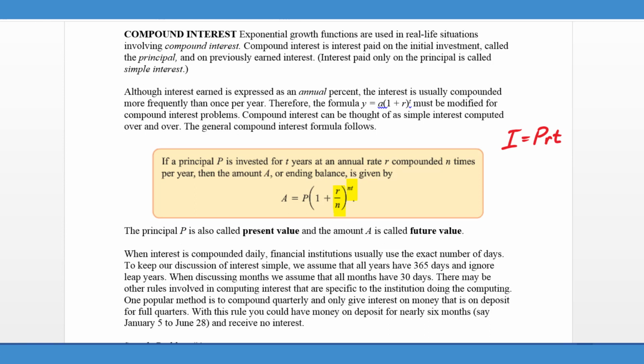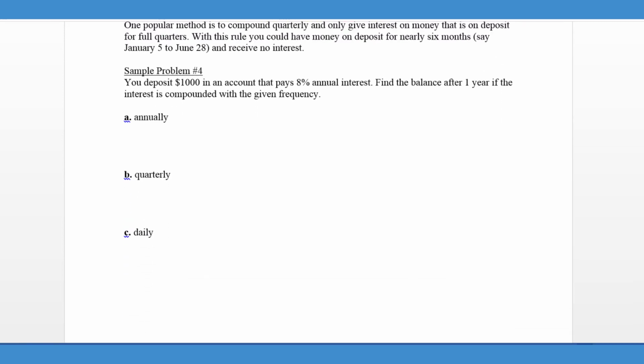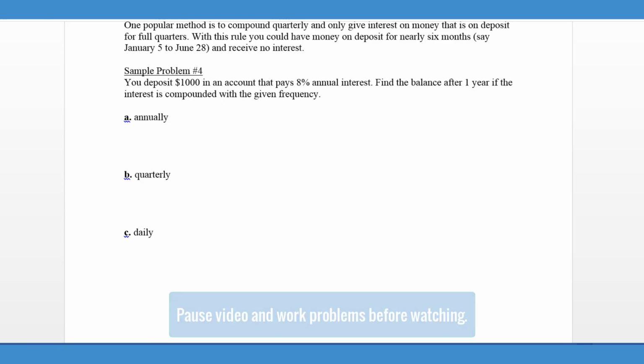And so basically, you can use this formula to figure out how much your money will grow to at various compounding rates. And so you can look here in sample problem number 4. We've given you a bank balance problem that we want you to figure out the balance of the account depending on how it is compounded. And so we can see the differences in the account value that way. So go ahead and try sample problem number 4.